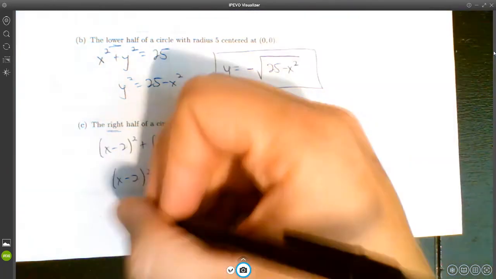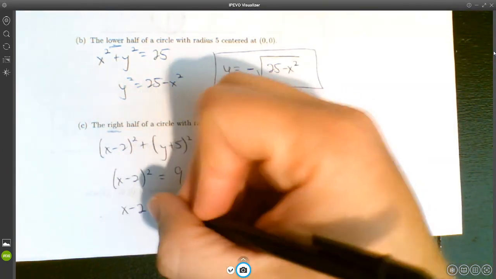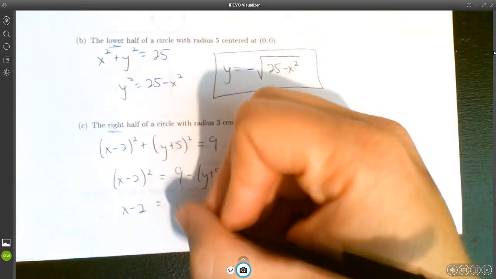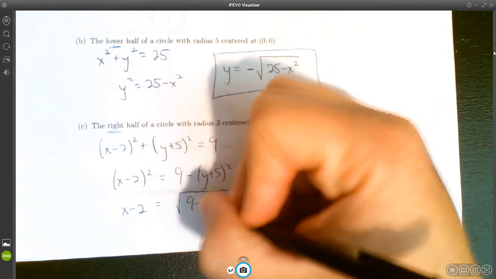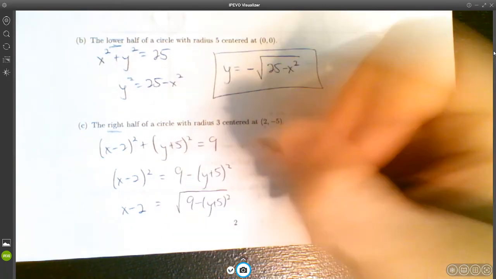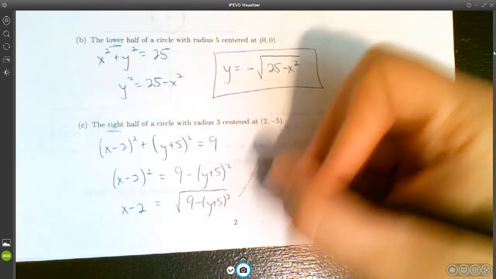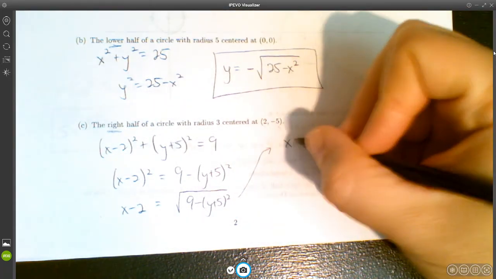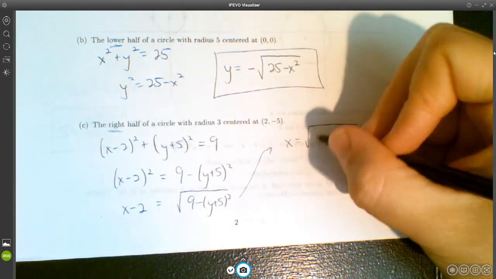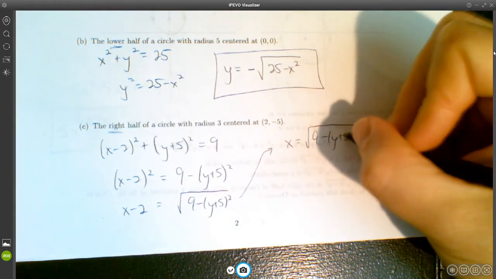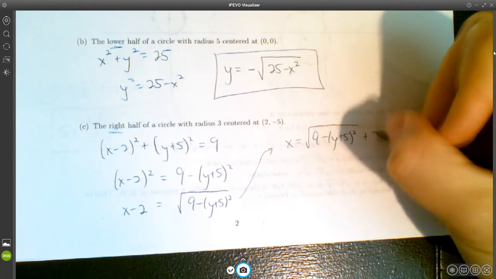Then I can take the square root. X minus 2 is going to be the positive square root of 9 minus y plus 5 squared. Positive square root because I want the right half. Okay, and then if I wanted to finish solving for x, I could say something like, x equals square root 9 minus y plus 5 squared plus 2.